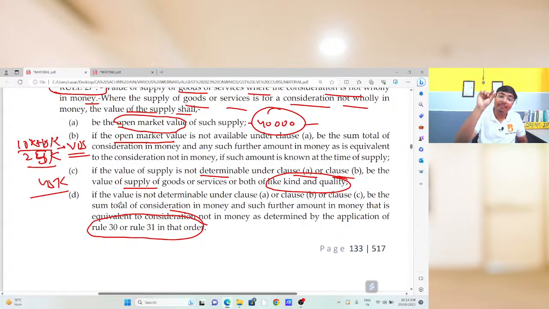So whenever there is a situation where, for a particular supply, there is money plus non-monetary consideration, in that case we have the first option, the open market value of that particular product. If the open market value is not available, then money plus the monetary value. If we are not able to decide from that, then from the value of a product of similar like kind, like quality or like quantity we are going to decide the value of supply. And if we are not able to decide the value of supply from these three things, in that case we can take reference of rule number 30 and 31. That is the specific provision of rule number 27.